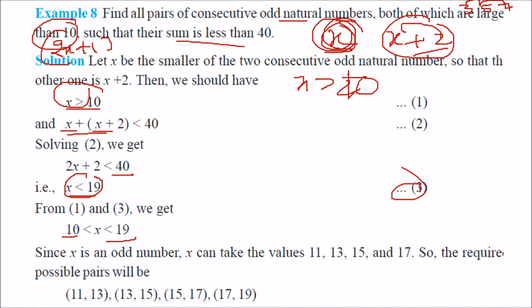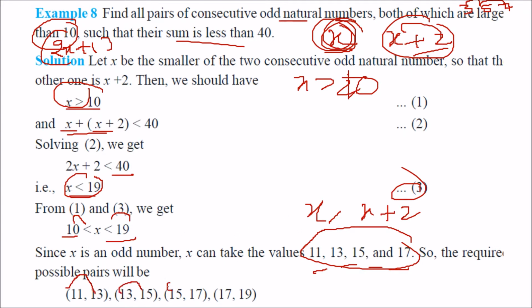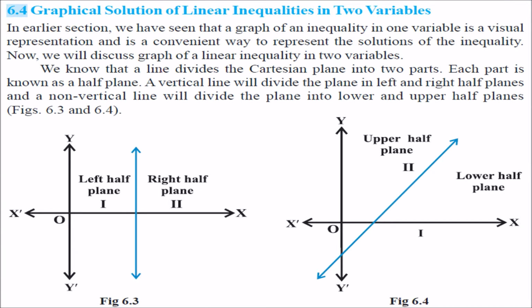What are the values you can get? Odd numbers. After 10 comes 11, then 13, then 15 and 17, which is less than 19. So these are the 4 values of x. And what will be the other number? x plus 2. So if one is 11, the other will be 13; 13, 15; 15, 17; 17, 19. This will be the answer.